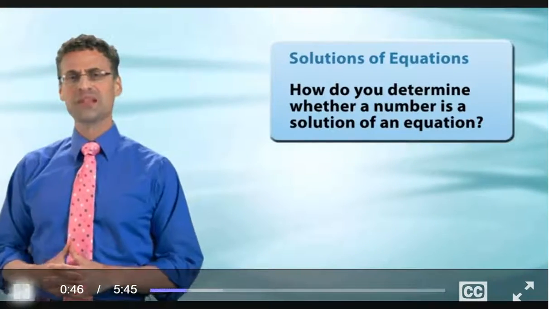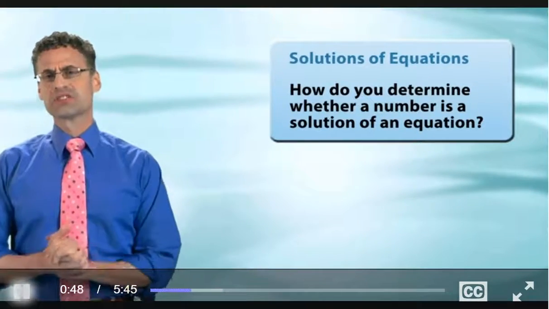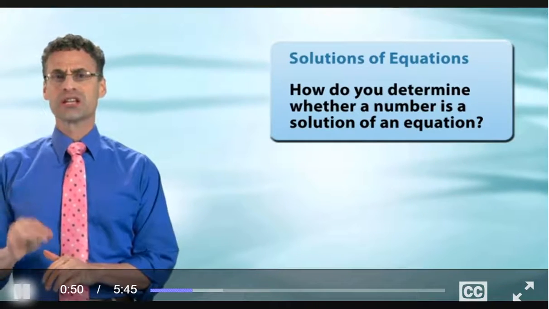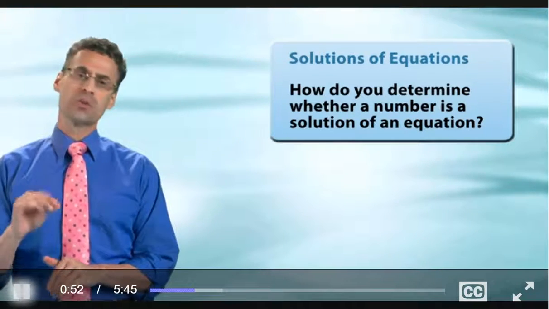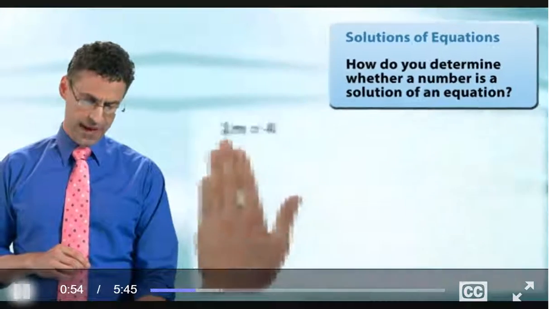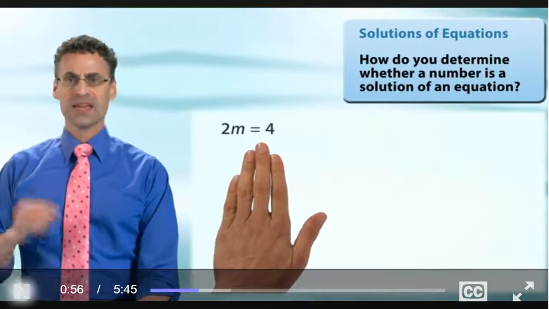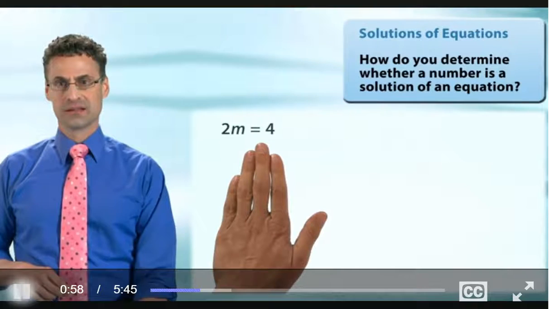Let's take a look at an equation and see a friend of ours, Jason, who tried to find the solution, and let's see what we think about his answer. This might be an opportunity to actually learn something from a mistake. Let's check it out together. So, Jason said that the solution of the equation 2m equals 4 is m equals 8.